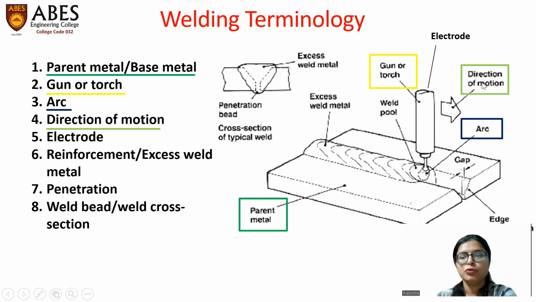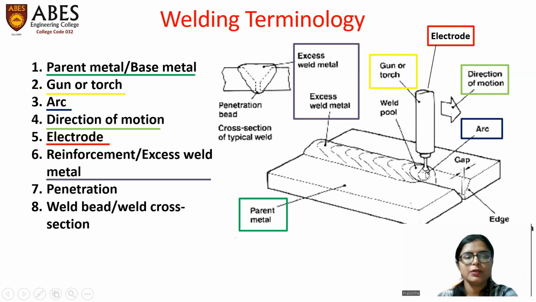Next is direction of motion. Direction of motion is the direction of bead deposition. In this direction, bead is depositing. So we can say the direction of motion is this. Next is electrode. This cylindrical rod is termed as electrode in welding. This electrode is used to produce arc, which acts as heat source.